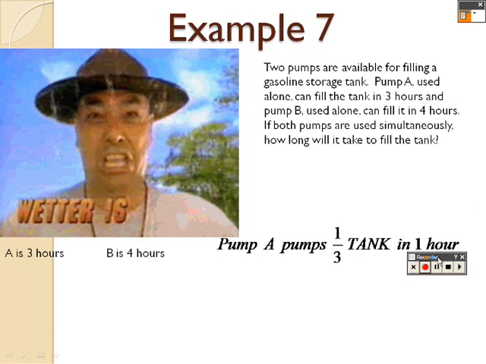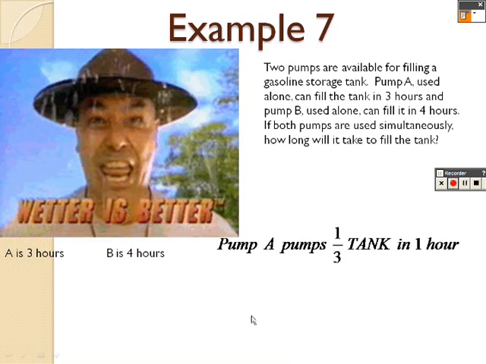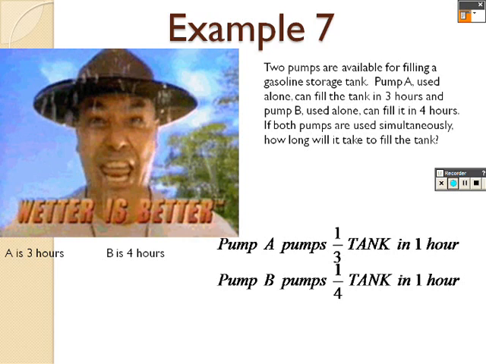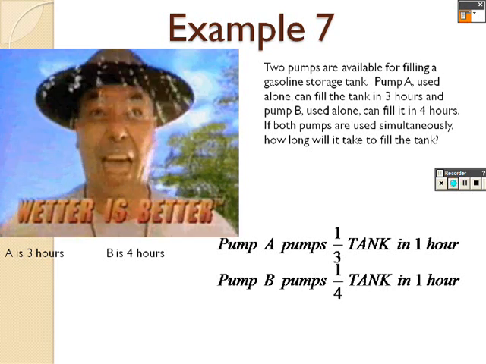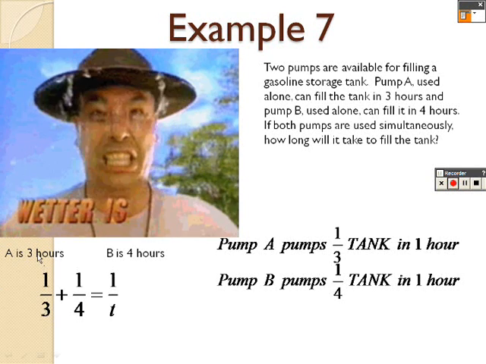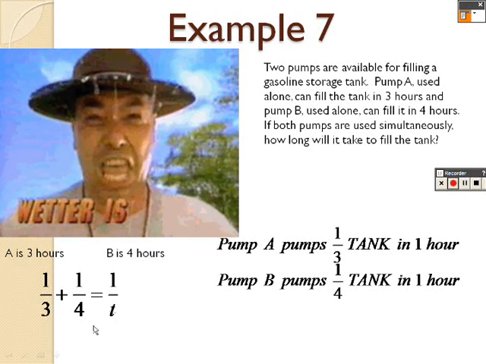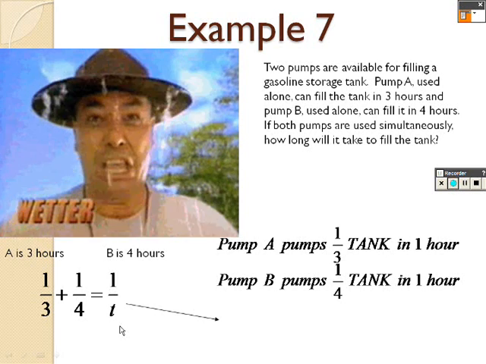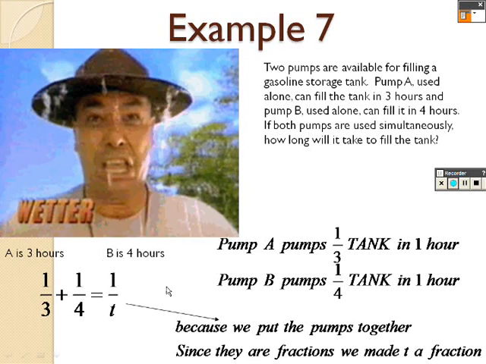So what we figured out here is Pump A pumps a third of the tank in 1 hour, 1/3 of the tank. Pump B pumps a fourth of the tank in an hour. So if we're using them at the same time, how can we figure out how fast it will work? What we know is a third of the tank plus a fourth of the tank will be the fraction of the tank that gets filled. That's why it's 1 over t. This is basically because we put the pumps together. Since they're fractions, we made t a fraction as well.